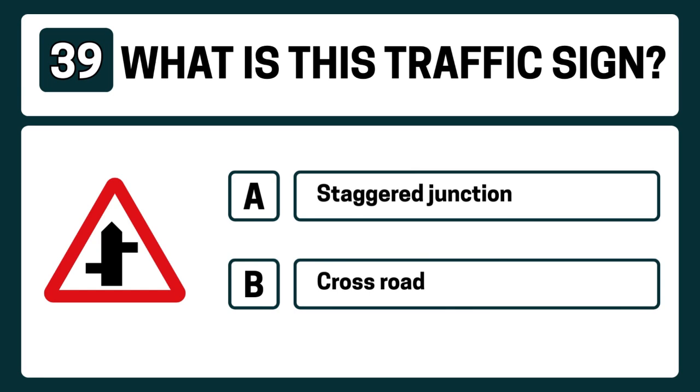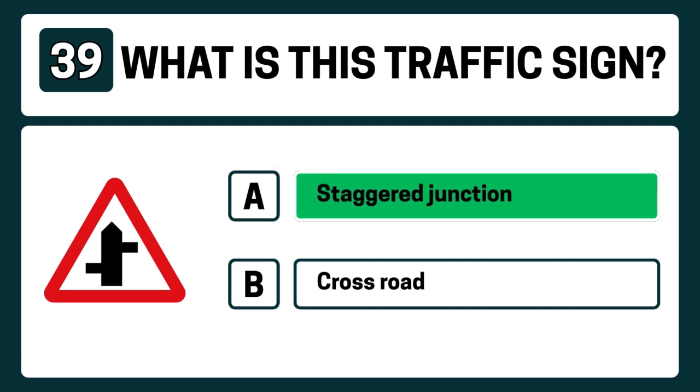What is this traffic sign? Staggered junction or crossroad? Excellent. The staggered junction sign shows side roads joining the main road ahead.